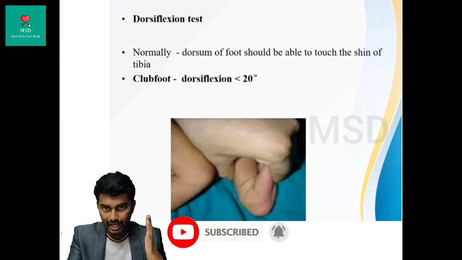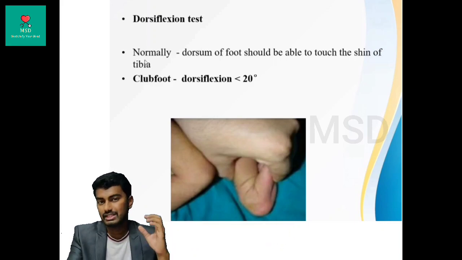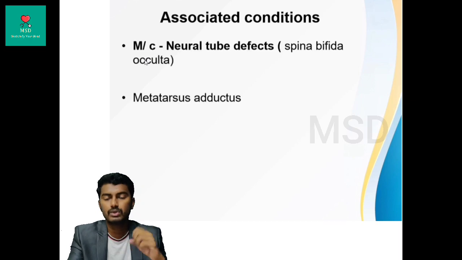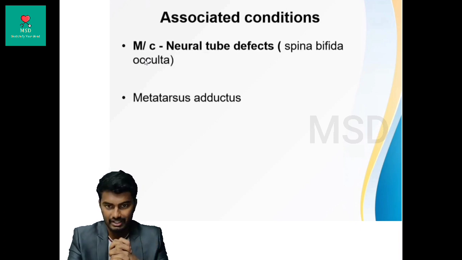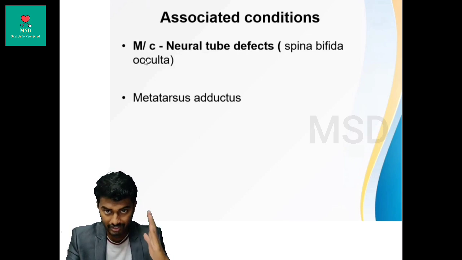Then how to assess the deformities and the prognosis? We have 2 gradings, and the most common associated condition for a clubfoot is neural tube defect, such as spina bifida occulta, and metatarsus adductus. Just remember neural tube defects. That is the most common associated condition.